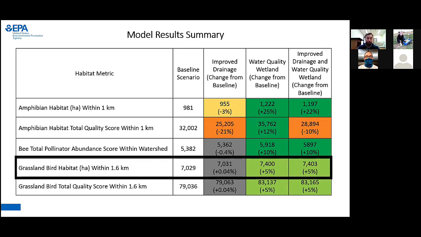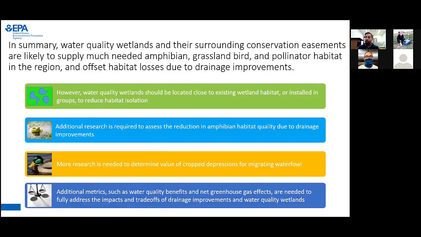So in summary, water quality wetlands and their surrounding conservation easements are likely to supply much needed amphibian, grassland bird, and pollinator habitat in this region, while also offsetting habitat losses due to drainage improvements. However, as I mentioned, only 17 of our 37 water quality wetland conservation easement complexes in our model provided suitable amphibian habitat. So if suitable amphibian habitat is a desired outcome, the habitat surrounding a potential water quality wetland site should be considered during the planning process to reduce the threat of nearby cropland and habitat isolation.